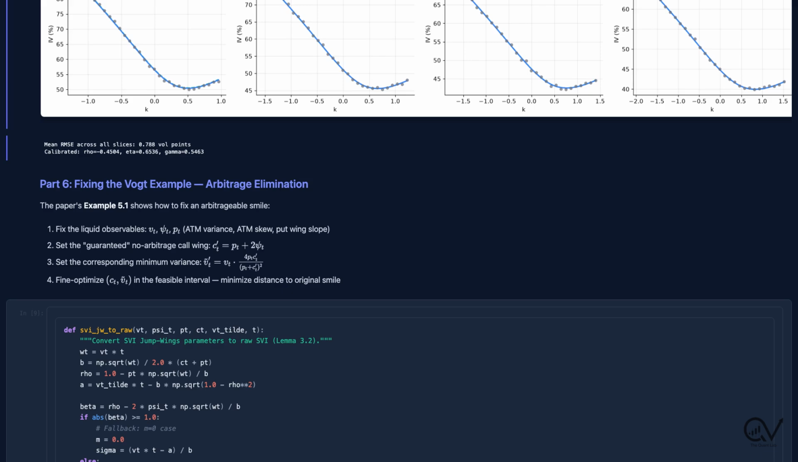This gives you a smile that is guaranteed free of butterfly arbitrage, but it may not be the closest possible arbitrage-free smile to the original. The final step optimizes the call wing and minimum variance in the interval between the guaranteed no arbitrage solution and the original parameters, penalizing any butterfly arbitrage while minimizing the distance to the original smile. Let us implement this on the Vogt example.